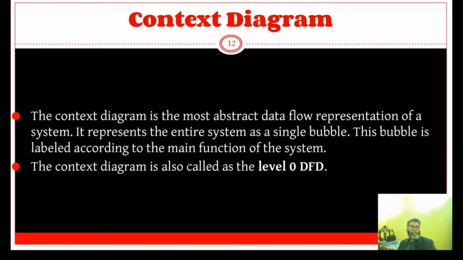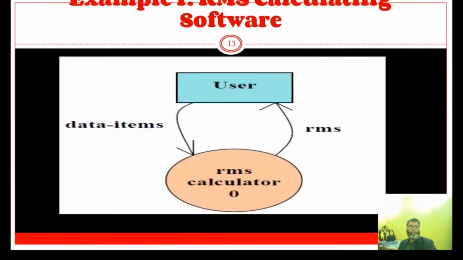Context diagram. The context diagram is the most abstract data flow representation of a system. It represents the entire system as a single bubble. This bubble is labeled according to the main function of the system. The context diagram is also called the level 0 diagram. Example: RMS calculation software, user, RMS calculator, then data items and RMS.